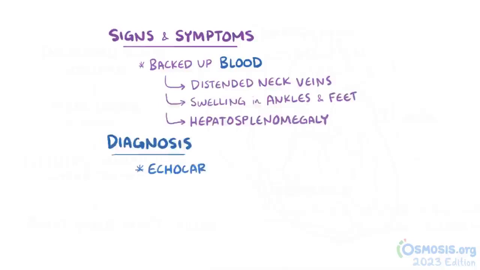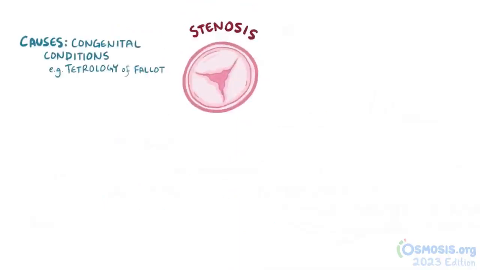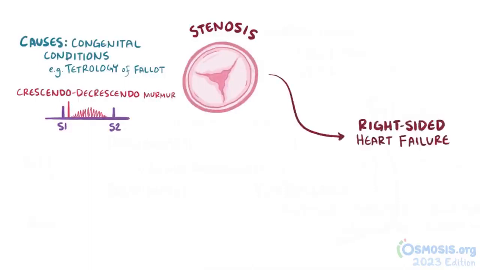Diagnosis is usually again done with echocardiogram, and treatment for pulmonary regurgitation is usually valve replacement if right-sided heart failure develops. Alright, as a quick recap, pulmonary valve stenosis is associated with congenital heart conditions like tetralogy of Fallot, and it results in the pulmonary valve not opening fully, and causes a crescendo-decrescendo murmur. Over time, it can lead to right-sided heart failure and signs of cyanosis, but can be treated with balloon valvuloplasty.